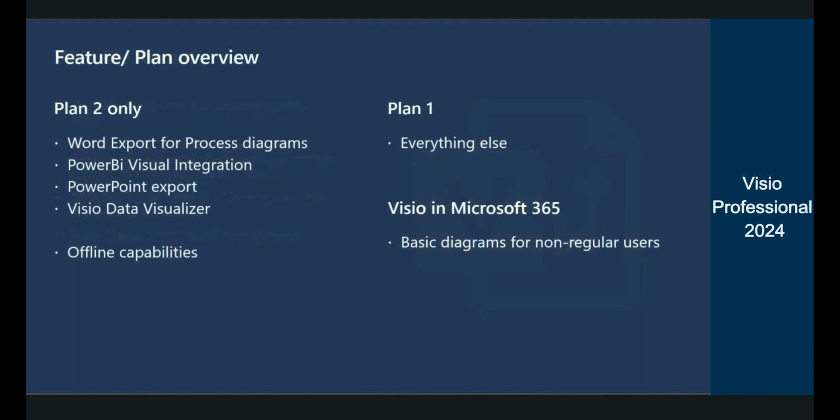So in very short, if you need Word export for process diagrams, Power BI integration, PowerPoint export, Visio Data Visualizer, which means a Visio Excel file, it creates a diagram for you, offline capability, that's Plan 2. Everything else for all the other users who are regular Visio users is Plan 1. And for those users who I personally call the now and then Visio user, who now and then need to create a basic diagram, Visio in Microsoft 365 is the right tool to create still very, very sophisticated diagrams.